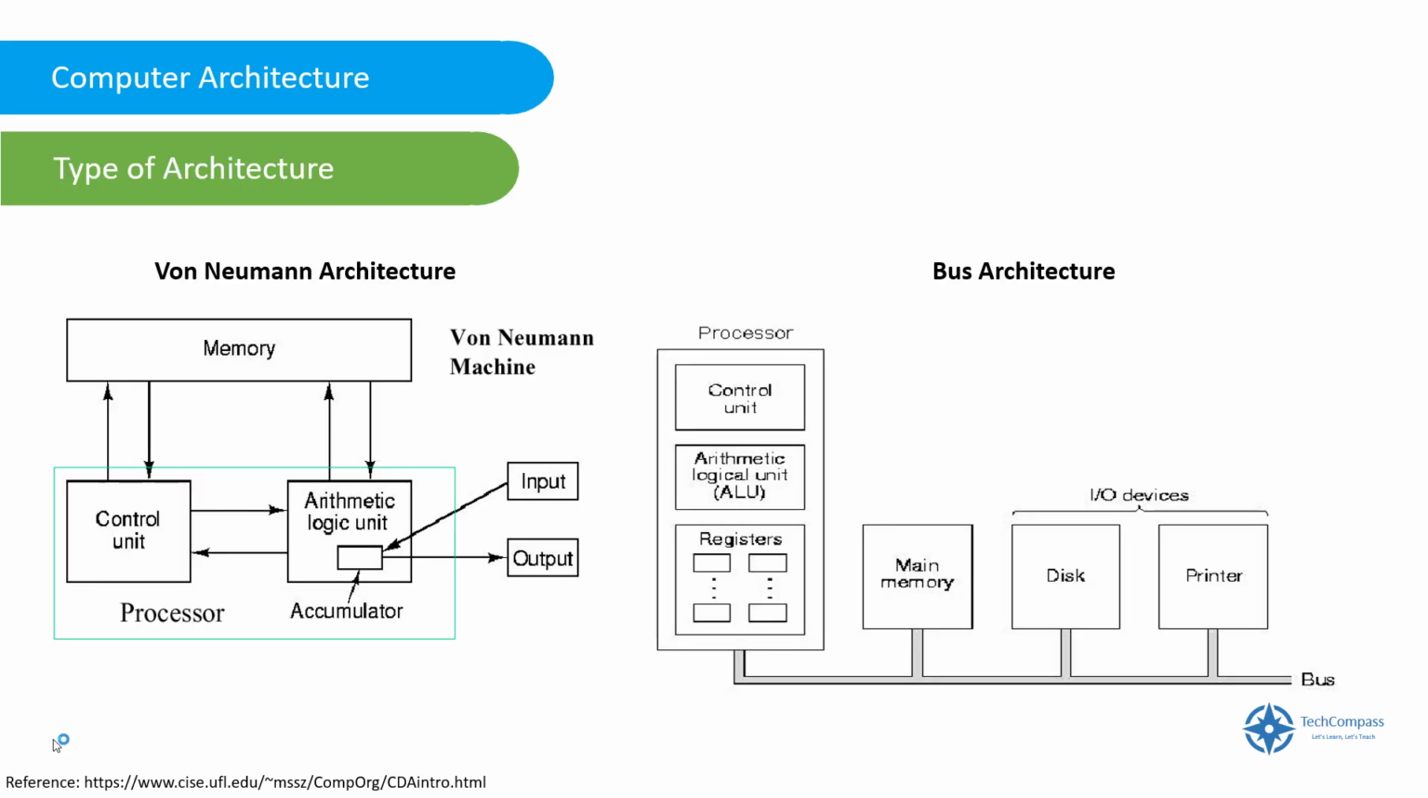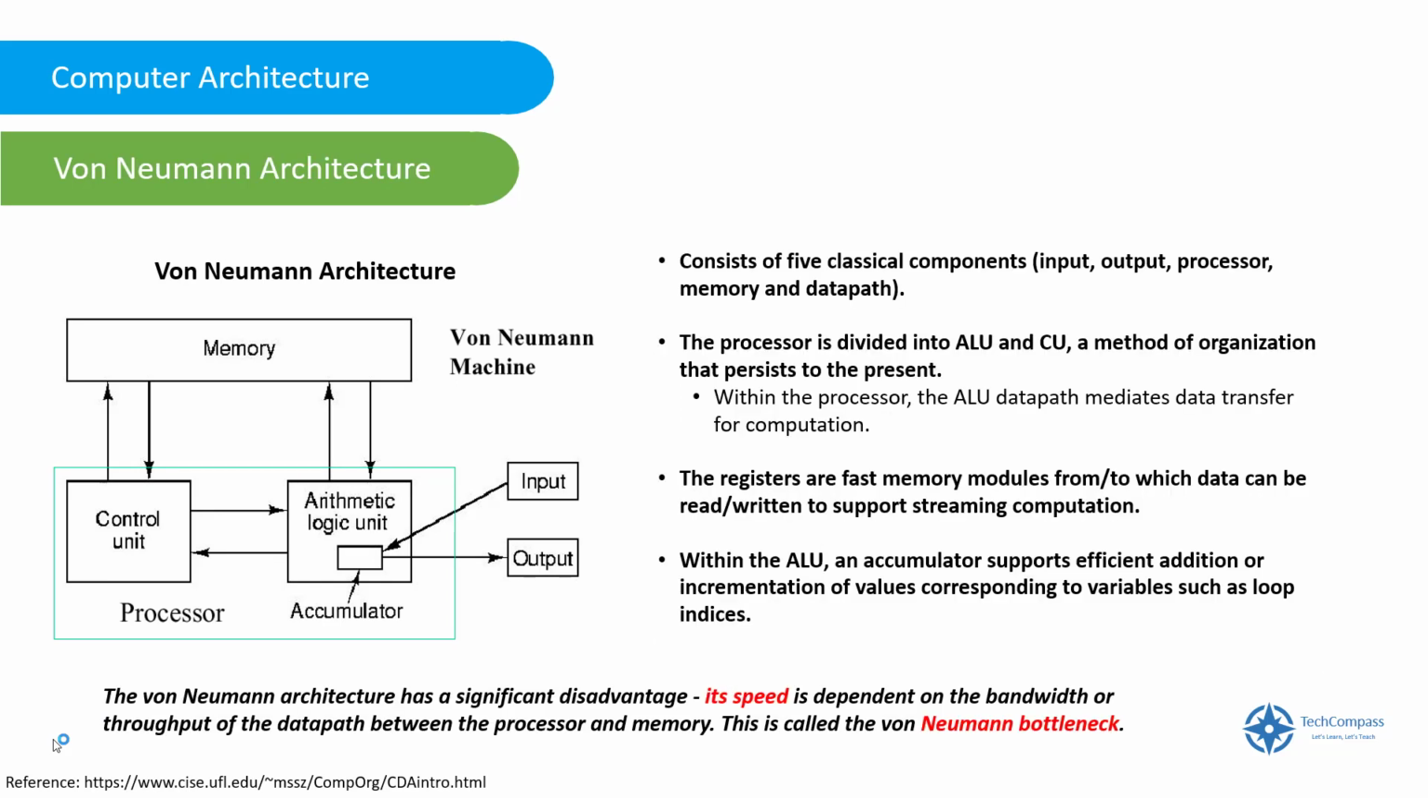Types of architectures. There are mainly two types of architectures, von Neumann architecture and bus architecture. Von Neumann architecture is the first architecture in the computer system and it is still being followed. It consists of five classical components: input, output, processor, memory, and data path. And in the processor, we have ALU and CU. ALU means arithmetic logic unit, and CU means control unit. This method still persists in today's architecture as well.